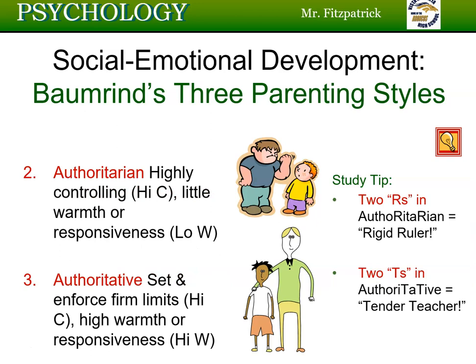The third style is authoritarian. Authoritarian, the parent is highly controlling. There's a lot of limits, but they're not involved in the child's life so much, not showing a lot of warmth or responsiveness. And then finally, we have authoritative. In authoritative, the parent sets and enforces limits, so there's high control, but they're also very involved in the child's life, so there's high responsiveness. To remember these two types, we can remember authoritarian has two R's, so that's rigid ruler, and authoritative has two T's, and so that's tender teacher.